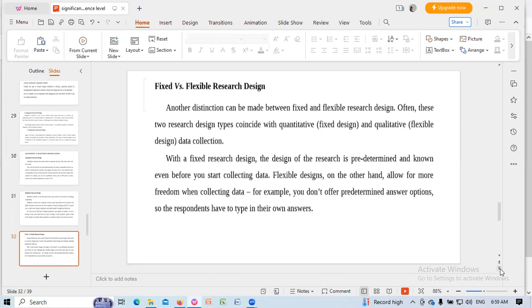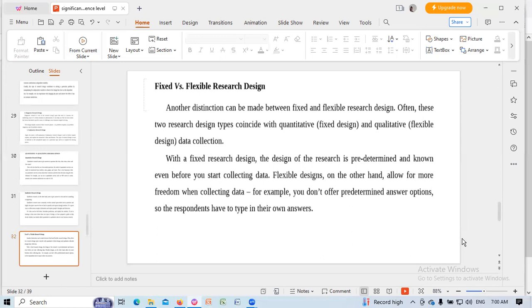Fixed and flexible research design. Fixed research design is quantitative, flexible is qualitative. Another distinction can be made between the fixed and flexible research design. Often these two research design types coincide with quantitative fixed design and qualitative flexible design data collection.